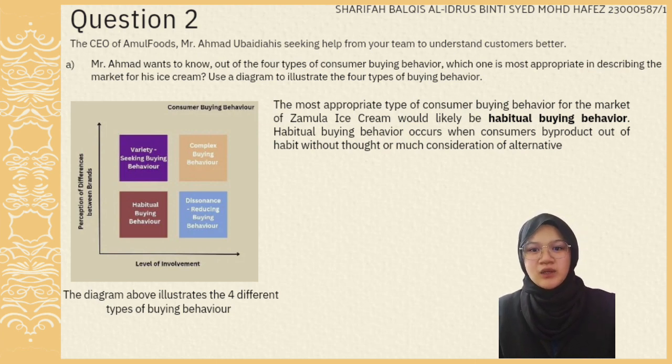For Zamula ice cream, we find that habitual buying behavior is the most appropriate type of consumer behavior to describe the market. The ice cream's popularity, especially among school children, is driven by its low price and good taste. These factors suggest that the consumers purchase Zamula ice cream out of habit, without a high level of involvement in the purchase decision, and perceive little difference between ice cream brands. To conclude, the market for Zamula ice cream is best characterized by habitual buying behavior, where customers repeatedly choose the product as part of their routine, driven by consistent satisfaction with the price and taste.